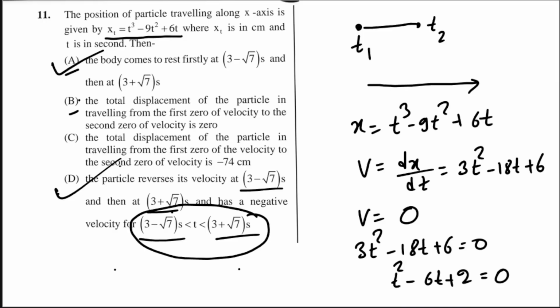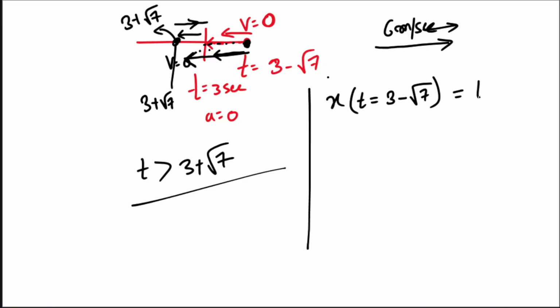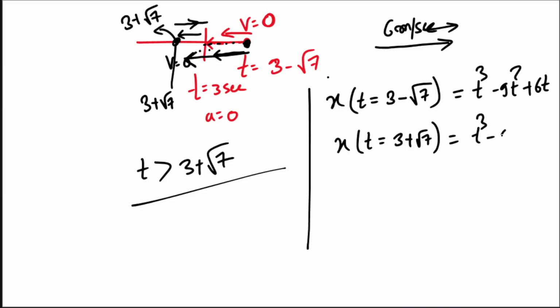The total displacement of the particle in traveling from the first zero of velocity to the second zero of velocity is this much. So look, you don't need to simplify anything. You simply need to put the value. So x at time t equal to 3 minus root 7 seconds, calculate first. The expression for x is already given, t cube minus 9t square plus 60. So you simply put the value of this, and then you calculate x at t equal to 3 plus root 7 second. So put the value of time here again in this sense.